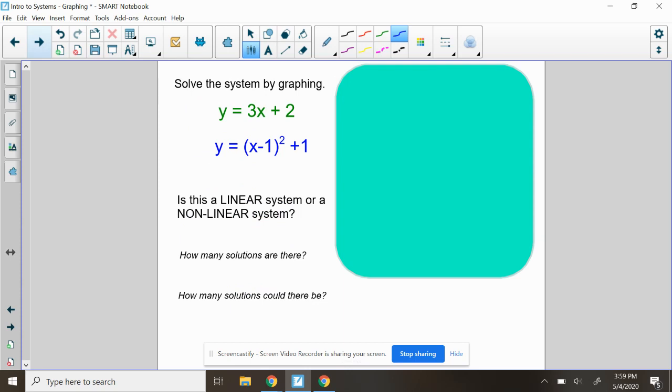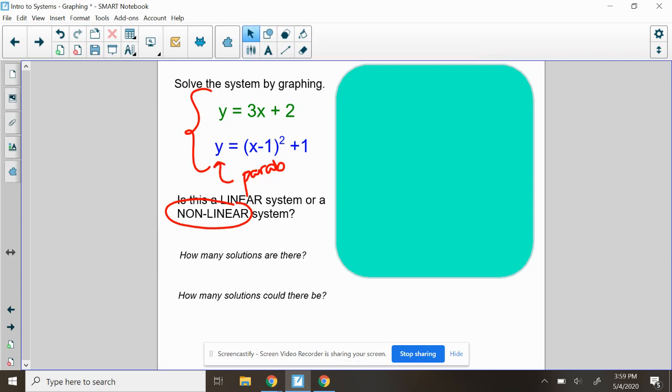Let's try another one. So pause to yourself right now. Think, how many solutions do you think there might be? And is it linear or is it nonlinear? All right, you're back. So hopefully you've realized that we are going to be nonlinear here because look, we have a parab right here, right? But what we need to think about is that there's a chance, if we have a line and a parabola, that that line might cross once, might cross twice, or might not cross at all. So we have to graph to be able to see that.